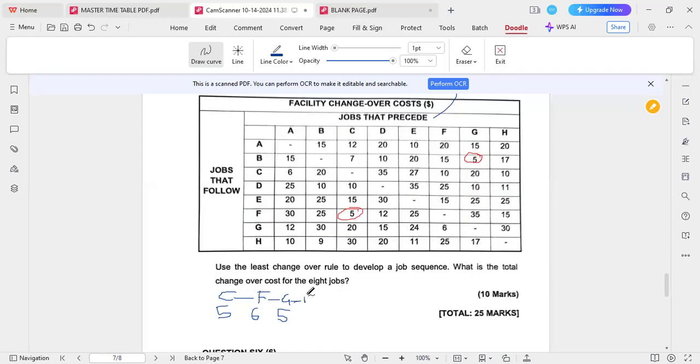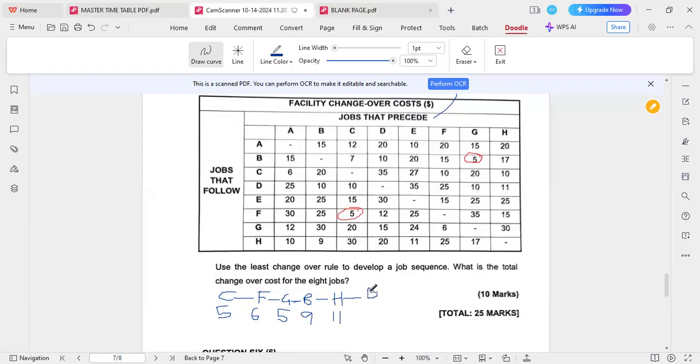So you go to B. What is the smallest cost in B? 9. So put the 9 here and go to H. What is the smallest cost in H? 10. But since we've already dealt with C, C has already been worked on. We will build up, so the next one is 11. Then you go to D.